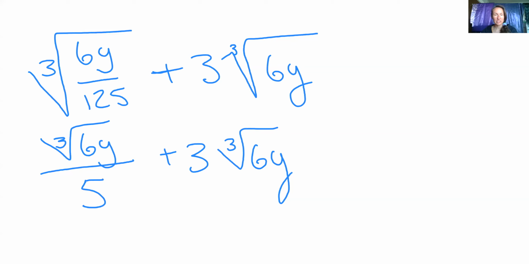And now we'll ask ourselves, can we add these terms? Are these like radicals? And they are. We essentially here have 1/5 of a cube root of 6y, and we're adding that to 3 cube roots of 6y. So as per the distributive property, it's going to look like this.